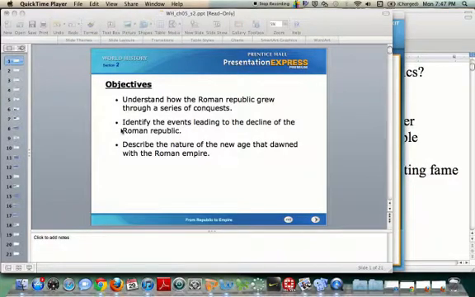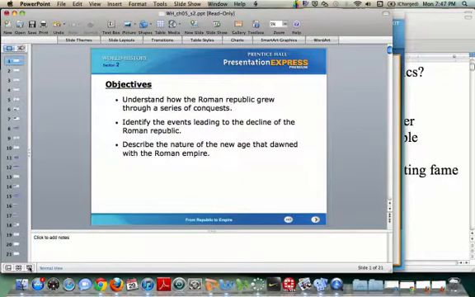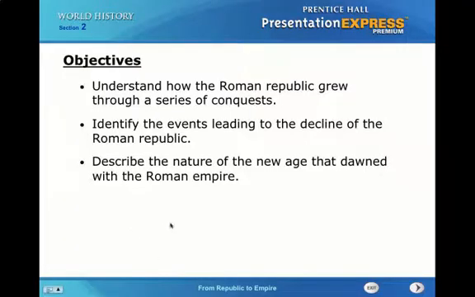All right, so here we go, section 2, the objectives, the things that you should really get out of all of this. One is really break down how the Roman Republic grew through a series of conquests. Two, identify events leading to the decline of the Roman Republic. What are those things that are causing the Roman Republic to go away? And then describe what this new age of the Roman Empire was like. So as we go through this, those are the things that you should really be paying attention to and focusing on.